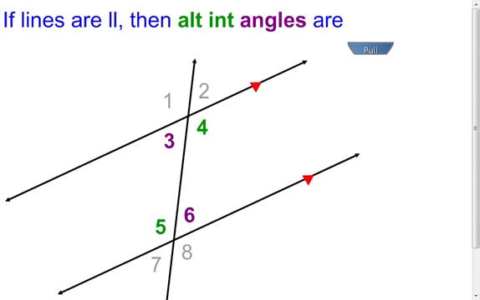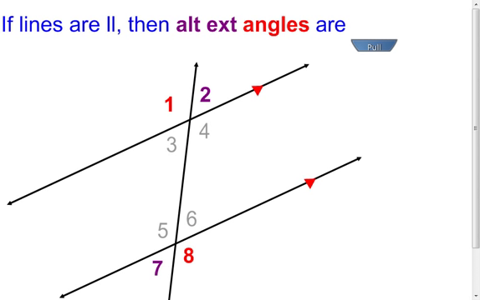If we move on, and same picture here, we still have our parallel lines, but this time I'm going to focus on the alternate interior angles. So what am I going to know about angle 3 and angle 6? Well, I'm going to know that those two angles are congruent because the lines were parallel. Now realize, all of this is dependent on having parallel lines.